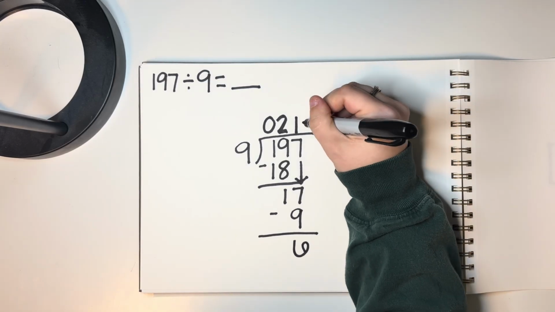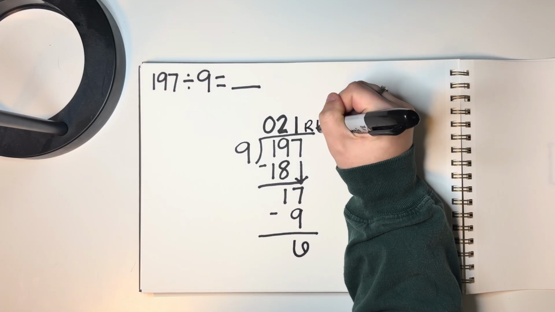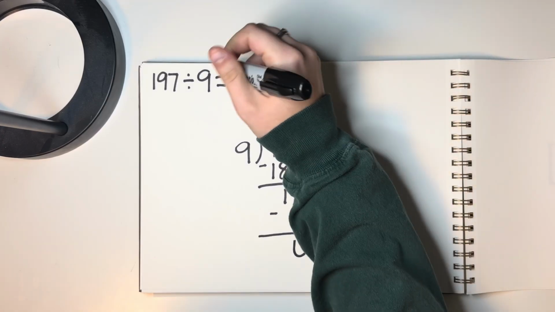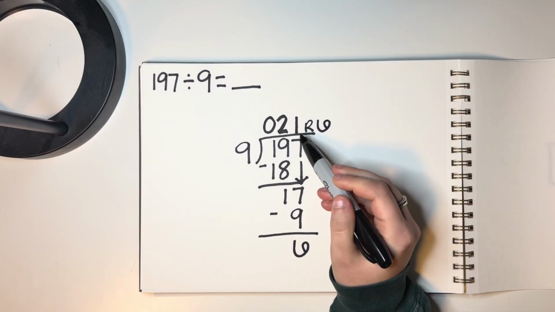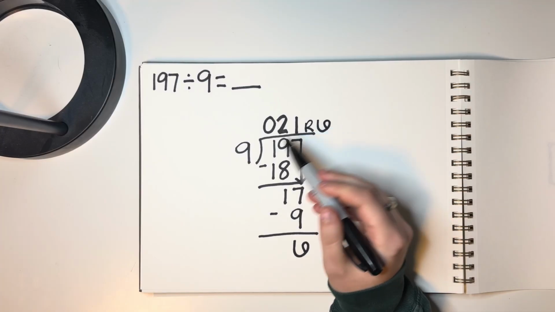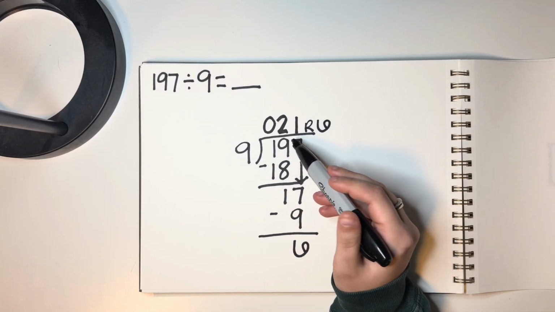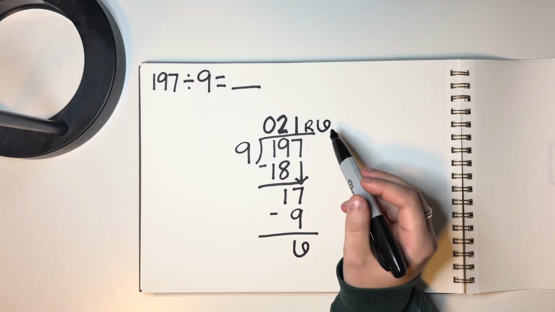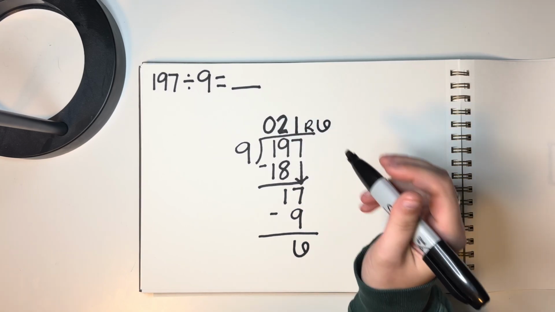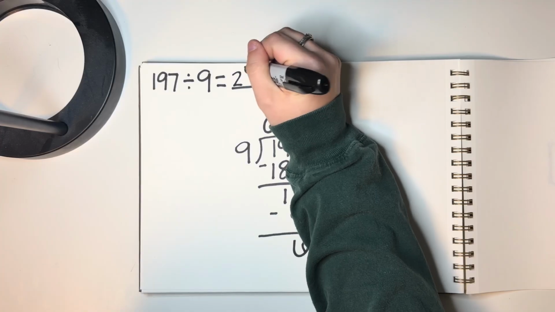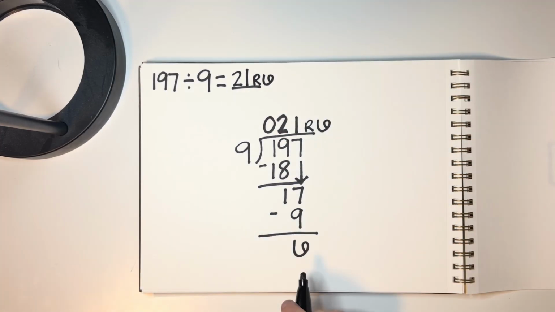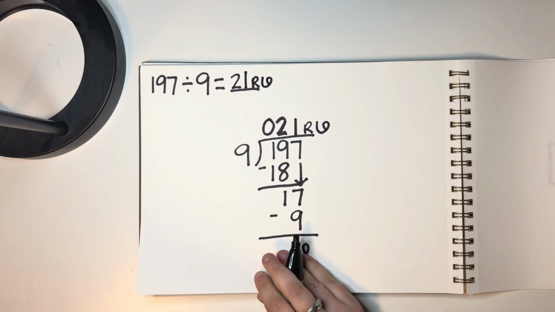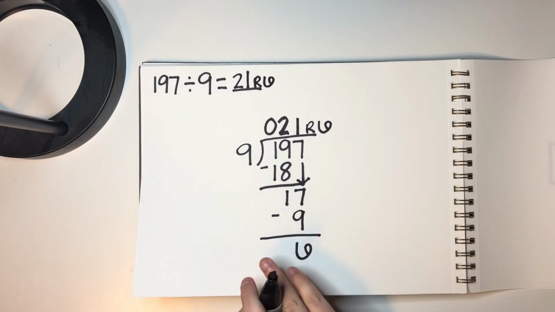So my answer is 21 with a remainder of 6. So 9 can fit inside of 197 21 times with 6 left over. It can only fit inside of 197 21 times perfectly, and it will have a remainder of 6. So that would be your answer for this question with a remainder. And again, I'm going to show us how to do that one more time with the partial products strategy.